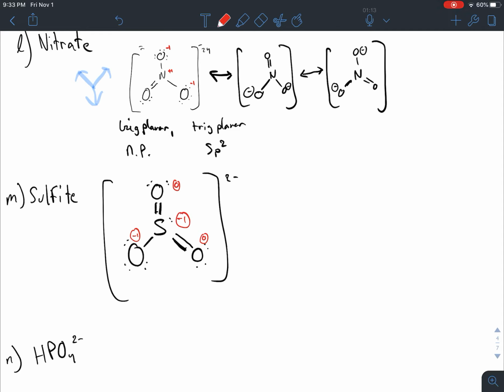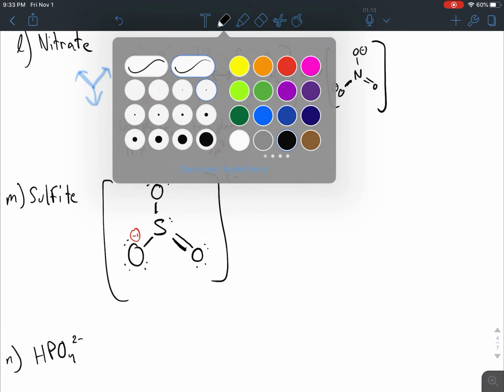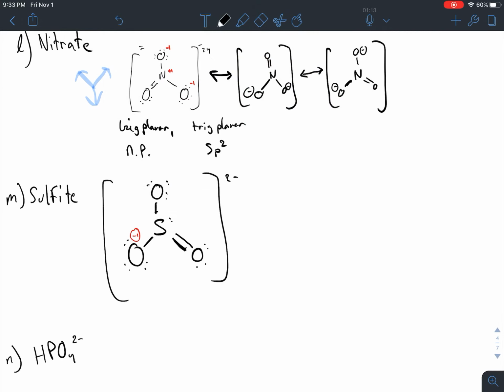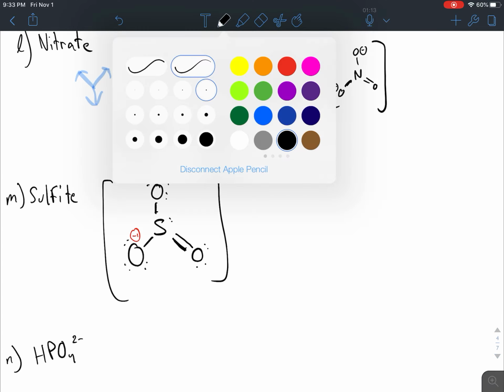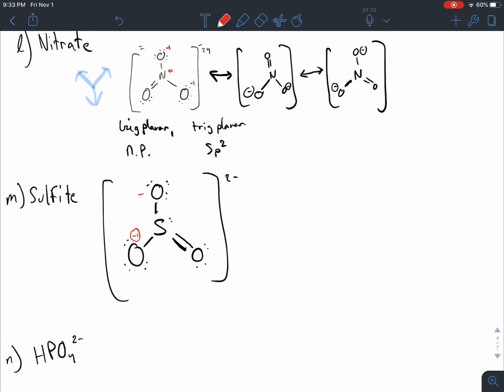Okay, so let's do some fancy work. And let's put this shared pair back on oxygen. Now that has a -1 charge. Sulfur wants 6. It has 1, 2, 3, 4, 5, 6. And that looks to me like a good Lewis structure.